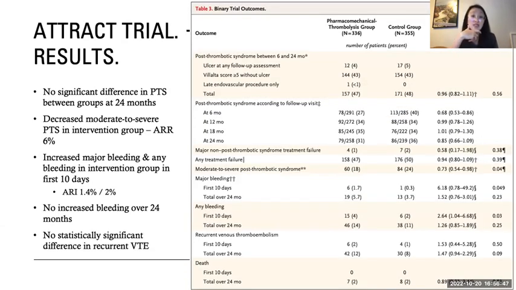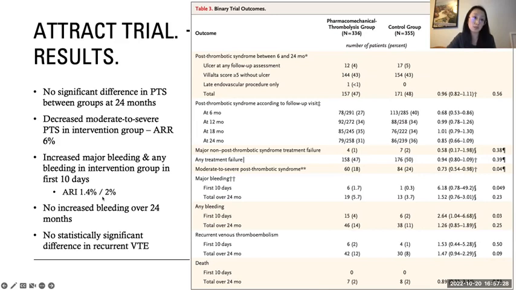So for the results, interestingly, and different than the previous two trials, they did not show a significant difference in PTS between the groups at 24 months. So we can see early on there was a statistically significant difference in PTS symptoms, but this did not persist to the 24-month mark. Really once you hit 24 months, there's very similar rates of PTS between the two groups. It did, however, show a decrease in moderate to severe PTS in the interventional group with an absolute risk reduction of 6%. But this is a significantly smaller amount than was seen in the previous trials.